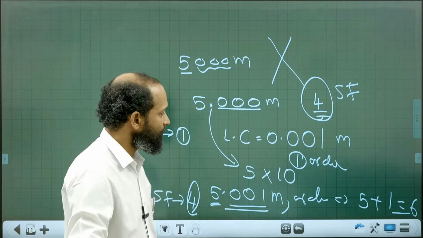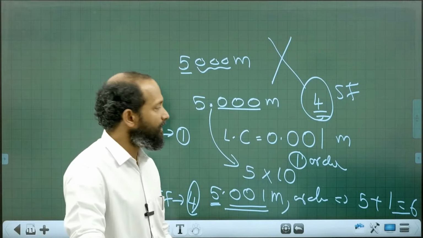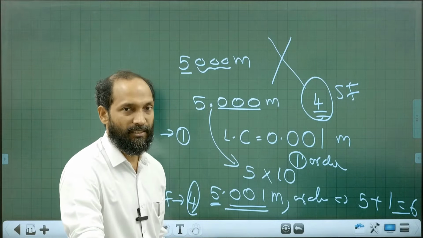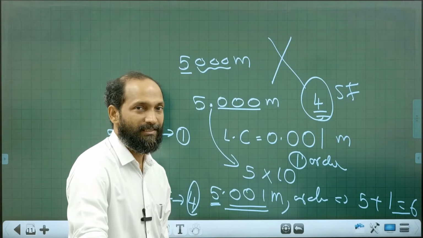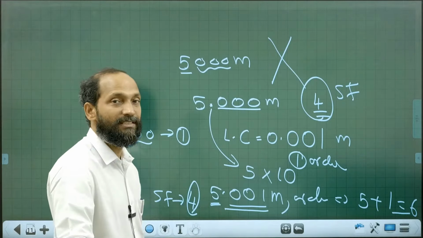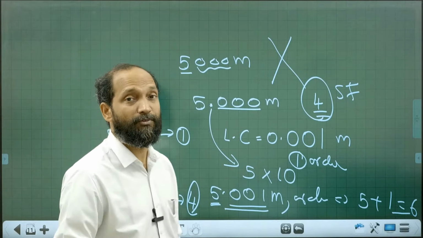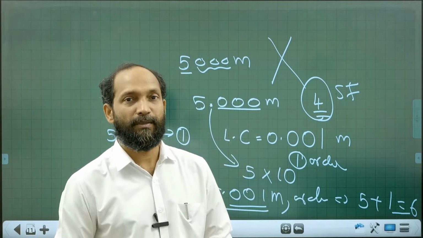In this process of changing the result, significant figures remain the same, order does not remain the same. Significant figures remain same, order increases by 1. Okay, significant figures increase by 1, order doesn't change. Like this, many options or statement type questions.